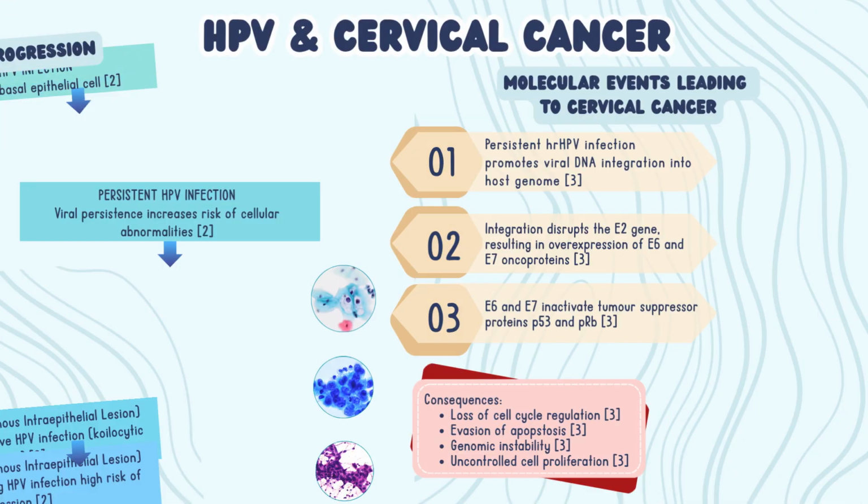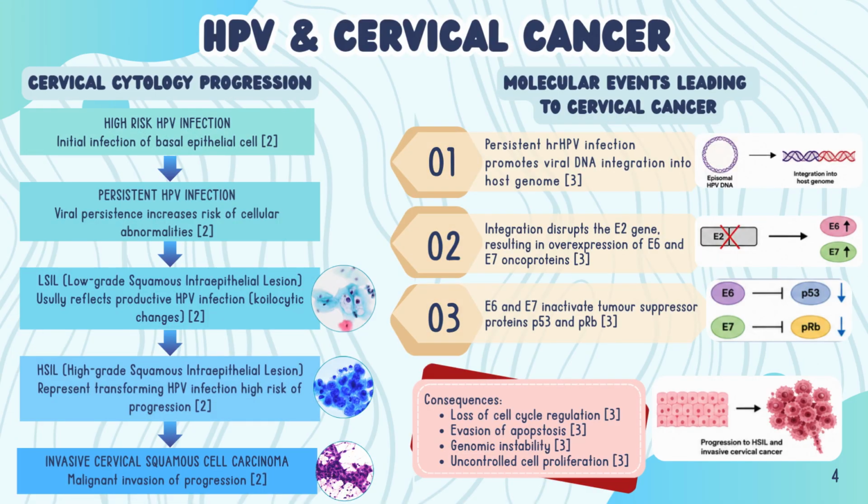This slide explains how persistent high-risk HPV infection progresses to cervical cancer. On the left, the cervical cytology progression starts with high-risk HPV infection. Persistent infection first causes LSIL, which shows koilocytic changes. If the infection is not cleared, it progresses to HSIL, and eventually to invasive cervical squamous cell carcinoma.